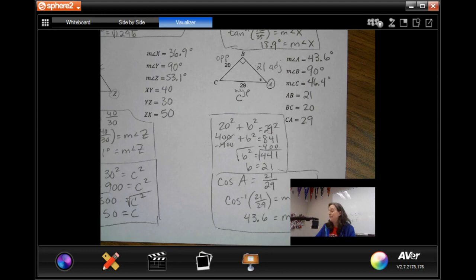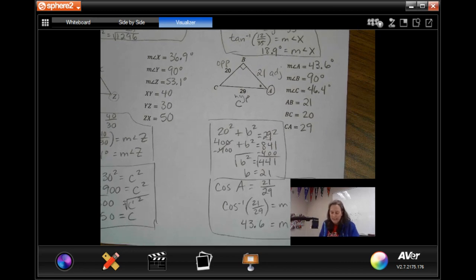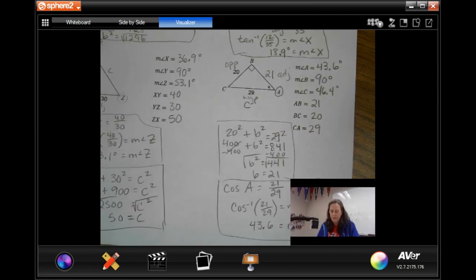Okay, that is the end of what we're going to learn about trig for right now. You do have an assignment so you can practice finding missing angles. You're going to need to be able to do that inverse function for that, and then solving triangles. Okay, good luck.